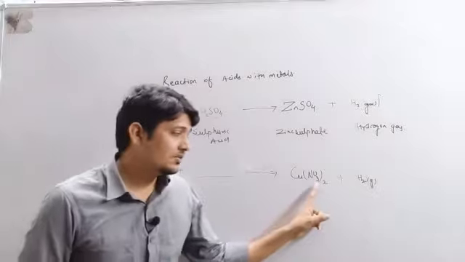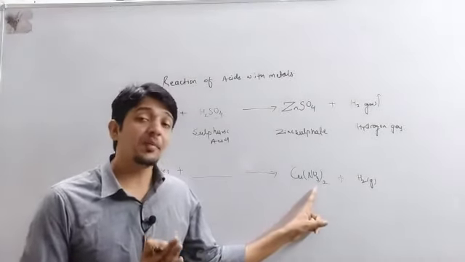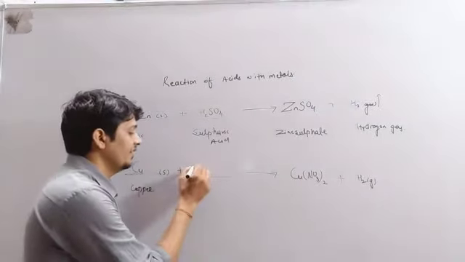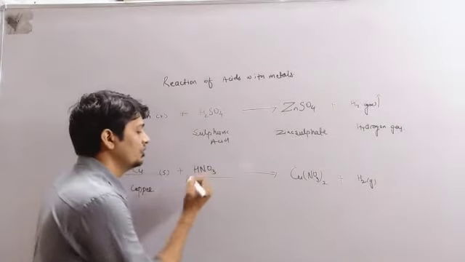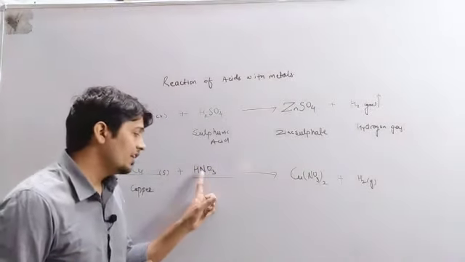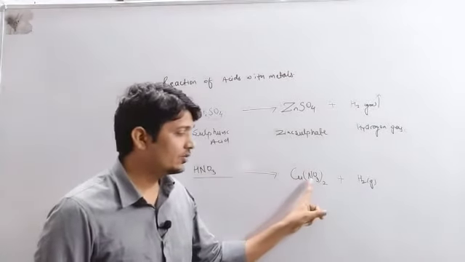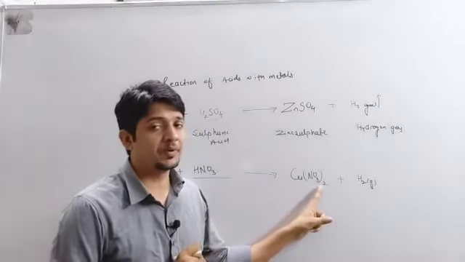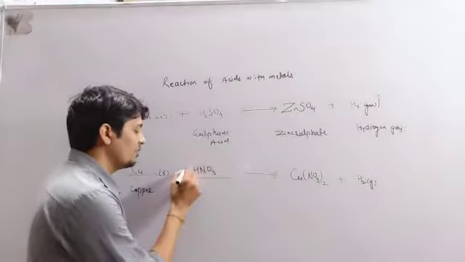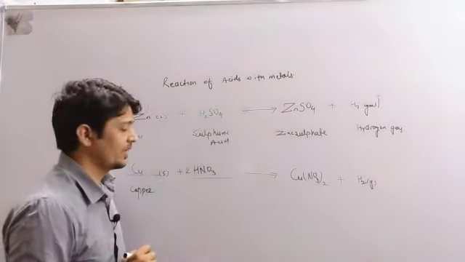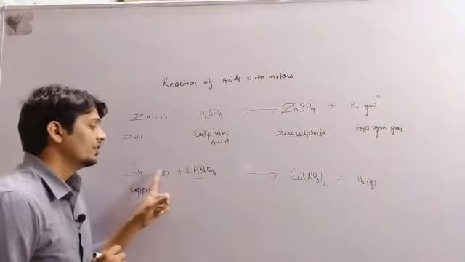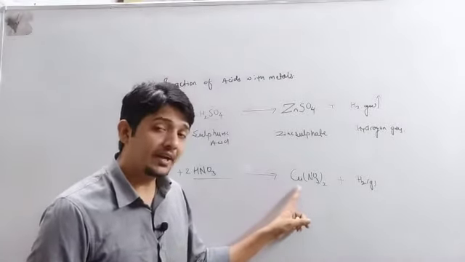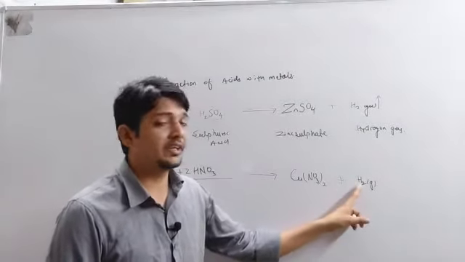Here we have the nitrate group. The nitrate group is given by nitric acid. So what is the formula of nitric acid? It is HNO3. See, here we have NO3 and here we also have NO3, but here 2 molecules of NO3 are present and here we have only one. That means we have to multiply by a coefficient of 2. So we can say copper reacts with 2 moles of nitric acid to form 1 mole of copper nitrate, which is the salt, and hydrogen gas is released.